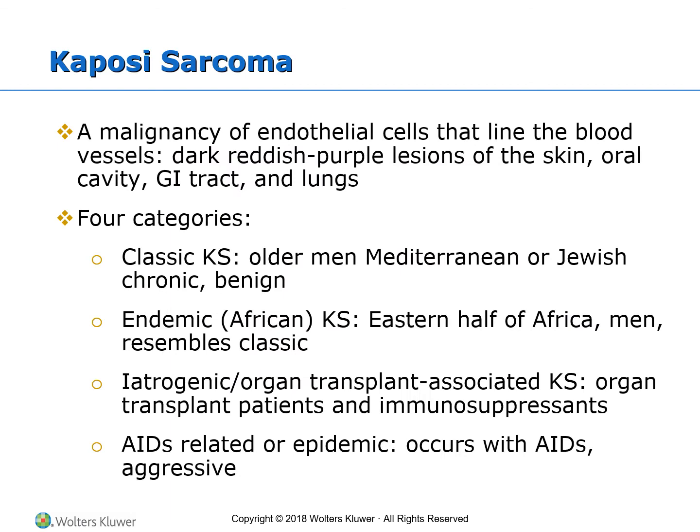Kaposi sarcoma is a malignancy of the endothelial cells that line the blood vessels themselves. So you have these lesions, they can be small, medium, large, they can be varying sizes, but they're dark reddish purple. They can be internal and external, and they can be painful. You'll see them a lot on patients who transition from HIV to AIDS, and it is extremely aggressive for patients that have AIDS.